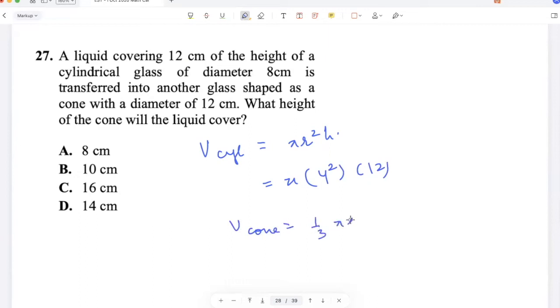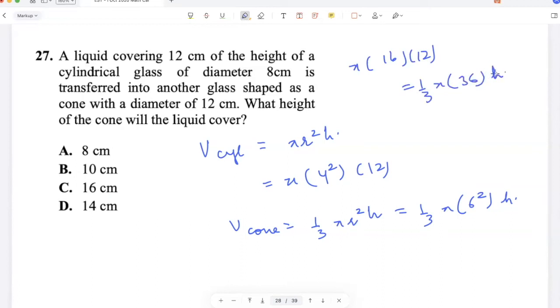1 by 3 pi r squared h. So 1 by 3 pi 6 squared into height, which is what we have to find. And these two will be equal. So pi into 16 into 12 is 1 by 3 pi into 36 into h. So pi and pi cancel. 3 into 12, 12 and 12 cancel. So h is 16.